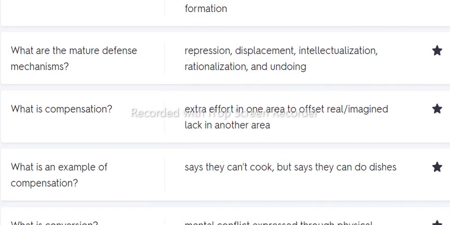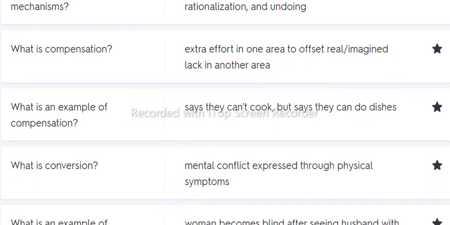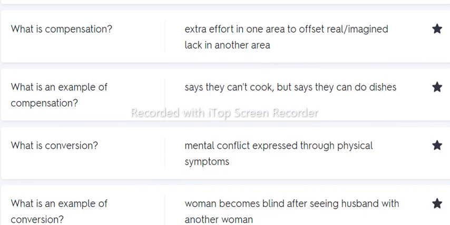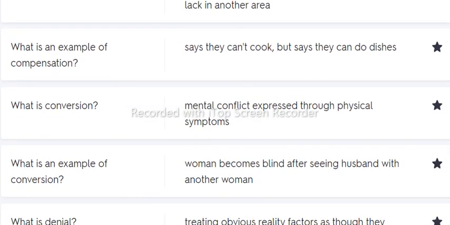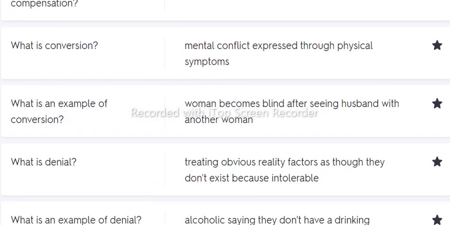What is compensation? Extra effort in one area to offset real or imagined lack in another area. What is an example of compensation? Says they can't cook, but says they can do dishes. What is conversion? Mental conflict expressed through physical symptoms. What is an example of conversion? Woman becomes blind after seeing husband with another woman.